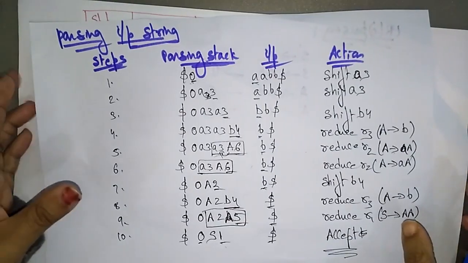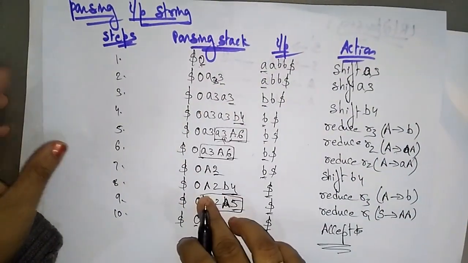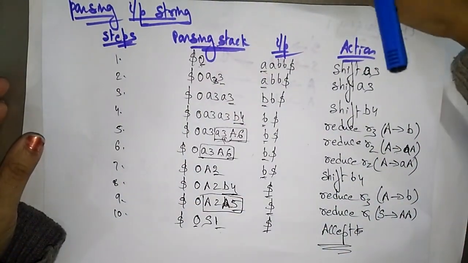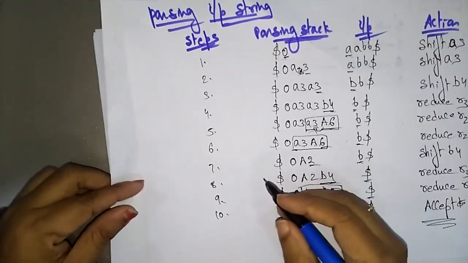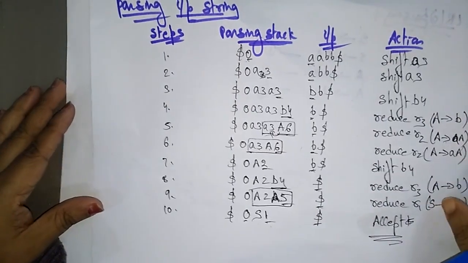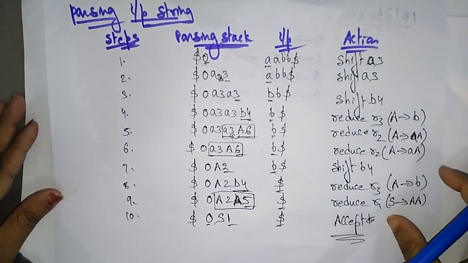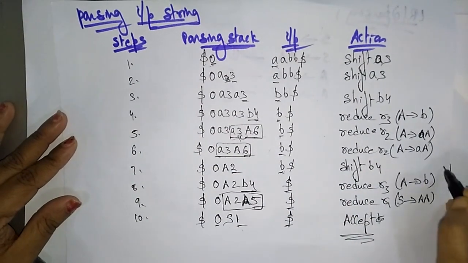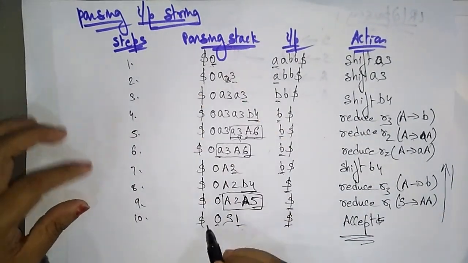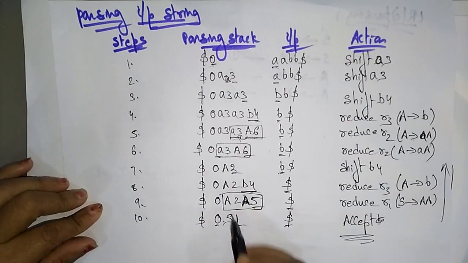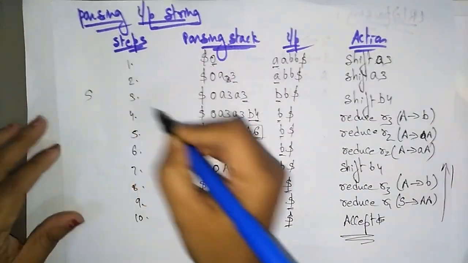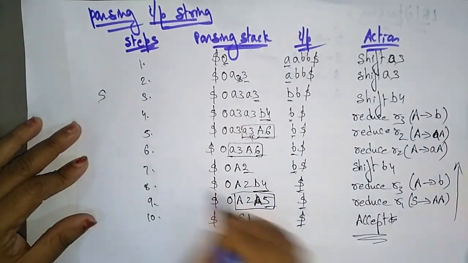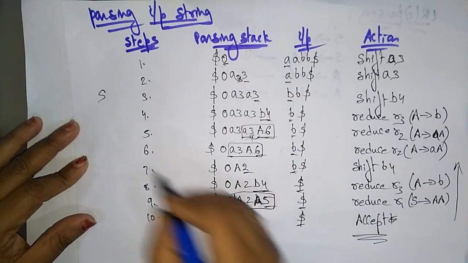So this is how you are going to parse the string. By seeing this, you can construct the parse tree also. Just follow the bottom up approach. LR grammar follows the bottom up approach. So S determines A and A.